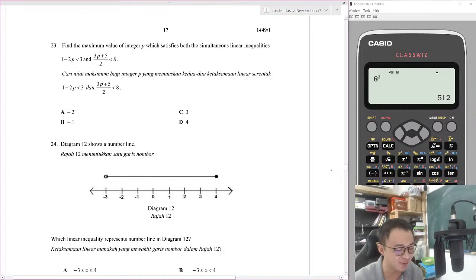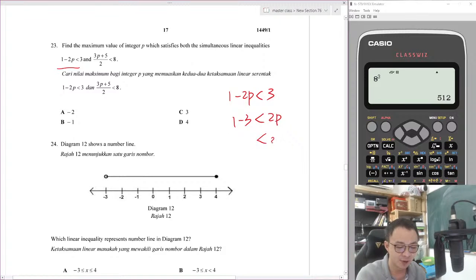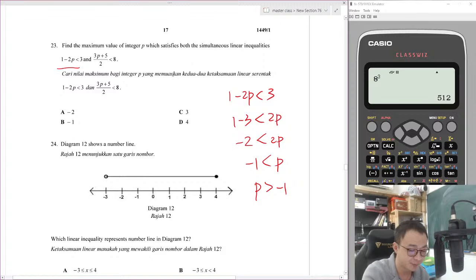Alright, find the maximum value of integer p. Okay, so we kind of need to solve both of them. 1 minus 2p less than 3. So 2p is 1 minus 3, so 2p is negative 2. So p is negative 1. So p is bigger than negative 1. Alright, then another one. This one is what?